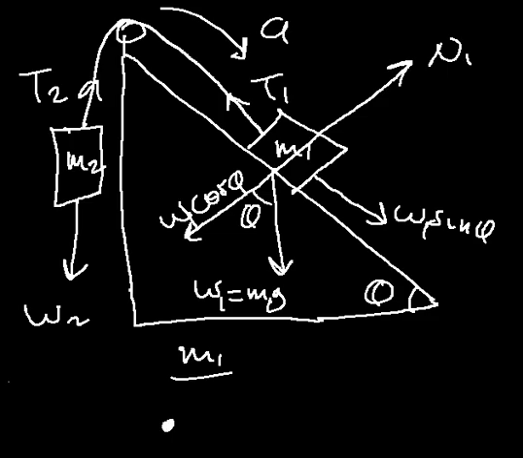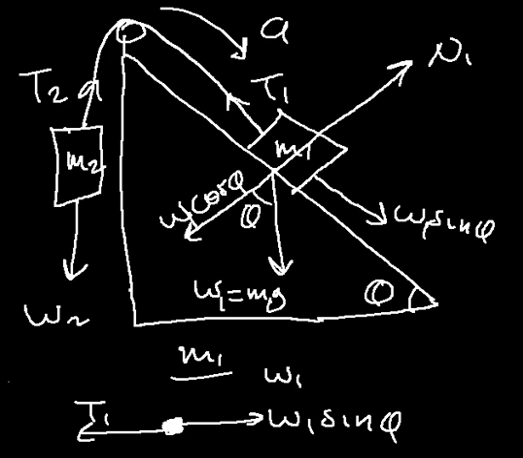What are the forces acting? In the direction of the motion, we have the weight 1 sin theta, that will go like this. And we have the tension force T1, which is acting against the direction of the motion. According to Newton's second law of motion, we have weight 1 sin theta minus T1 is equal to mass 1 times acceleration. And that is regarded as equation 1.